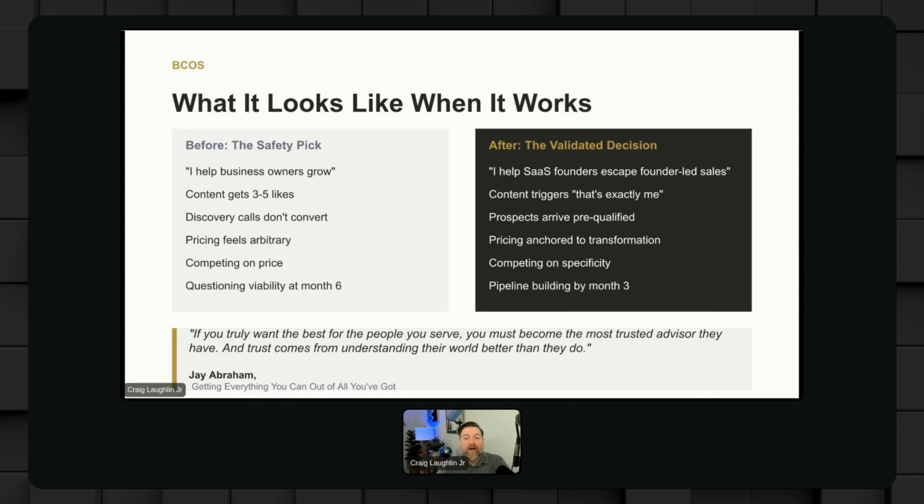Jay Abraham wrote about this beautifully. He said, if you truly want the best for the people you serve, you have to become the most trusted advisor they have. And trust comes from understanding their world better than they do. That understanding can't come from a generic positioning statement. It can only come from the depth of knowing you build through validation.